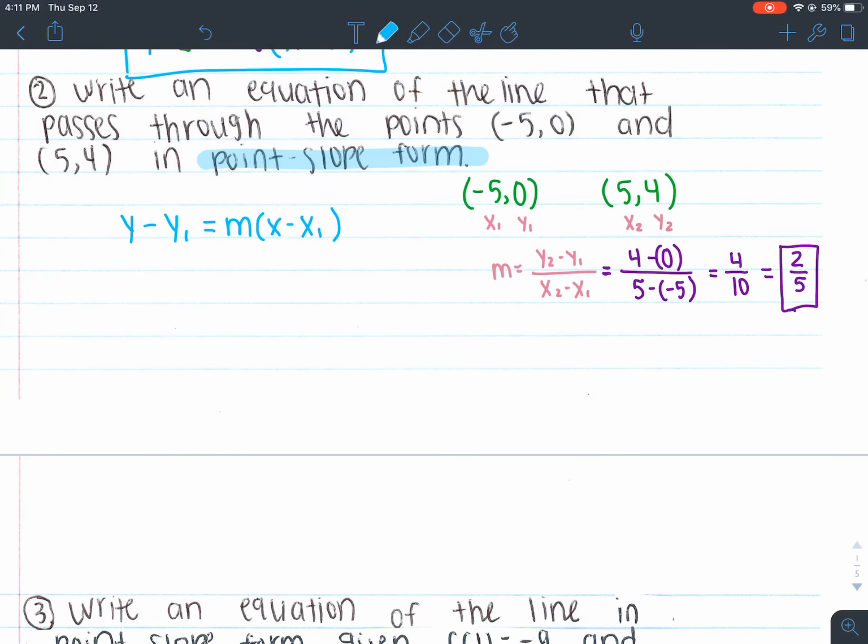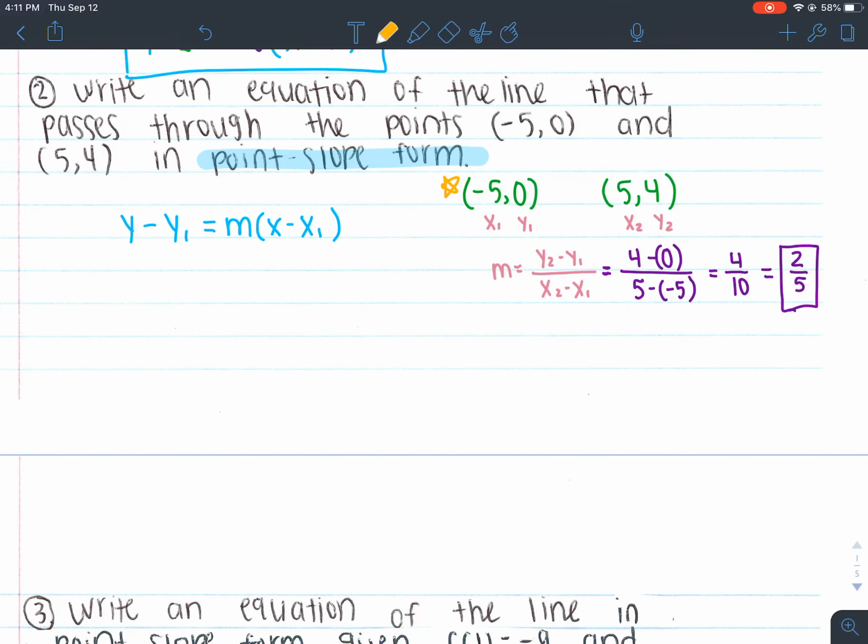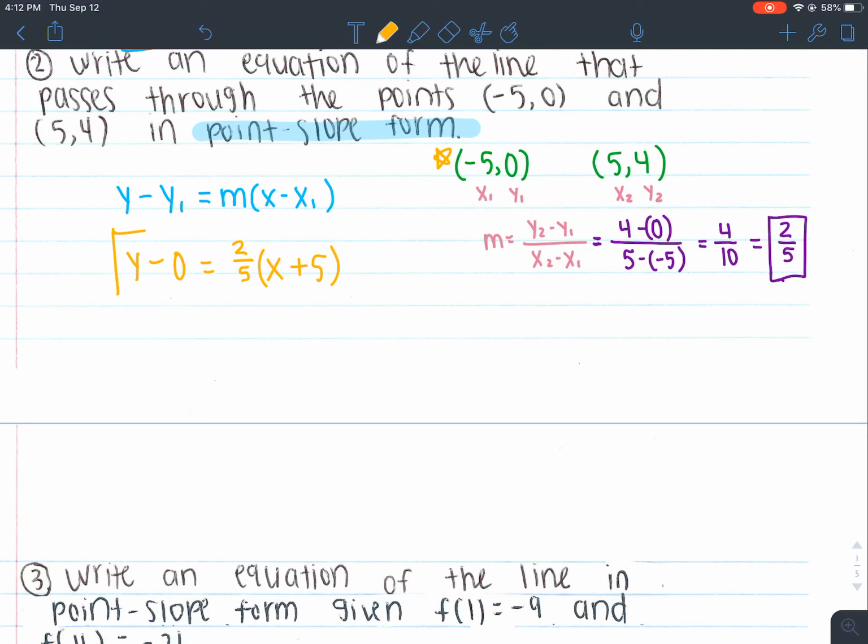So one of your possible answers could be y minus, and let's use this one. So we have y minus 0, right? That's our y1 equals m. Oops, I know m. My m is 2/5, my bad. My slope is 2/5, so I'm going to plug that one in. And then I have x plus 5, right? Because when I plug in this negative 5 for x1, I'm going to plug in a plus 5. Okay? So that's one answer you could get.